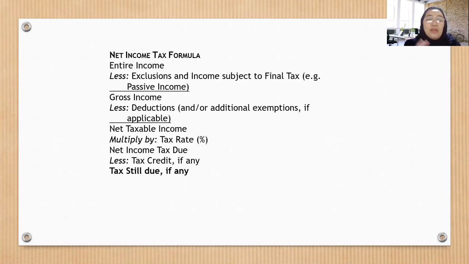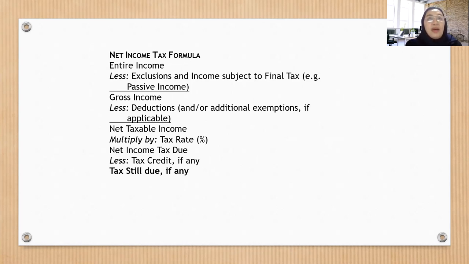So if you file your income tax return, this is how it will look like. Okay, so entire income less those income that are excluded by the law or that are subject to final tax. So you'll have your gross income and then less deductions. And then you have your net taxable income. Multiply the rates under Section 24A. You have your net income tax due. And then less further any tax credit.